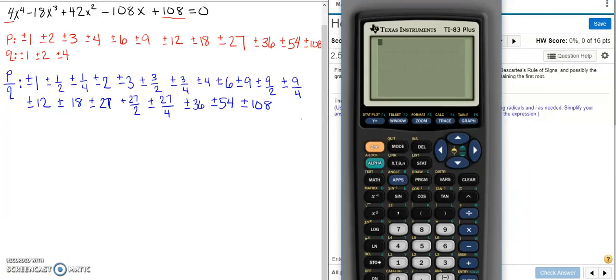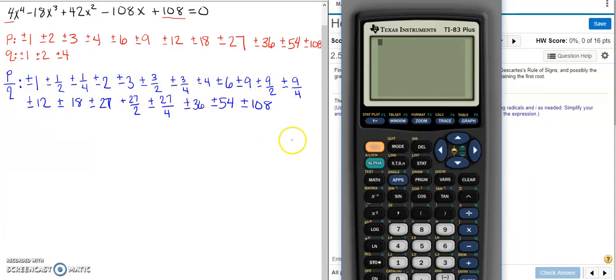Now, on most problems, this list is a lot shorter. On most problems, you've got it narrowed down to like 4 numbers or 6 numbers. And at that point, you would just go and plug them in, or, you know, try some synthetic division. And you're looking for ones that when you plug them in equals 0, or when you do synthetic division, you get a remainder of 0.